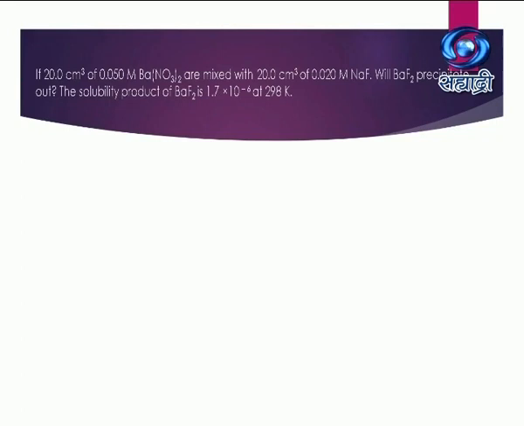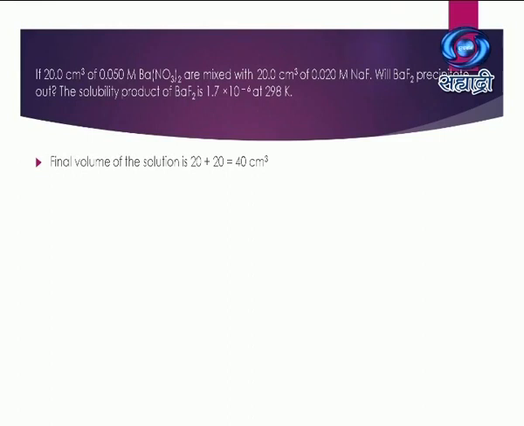If 20 cm³ of 0.05 molar barium nitrate is mixed with 20 cm³ of 0.02 molar NaF, will barium fluoride precipitate out? The solubility product of barium fluoride is 1.7 × 10^-6 at 298 Kelvin. So the two solutions are mixed, barium nitrate and sodium fluoride, and whether barium fluoride is precipitated out or not, that we have to find out.